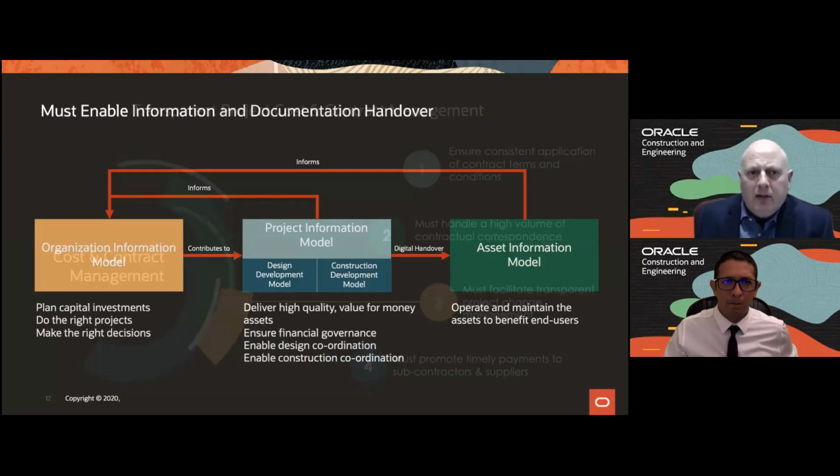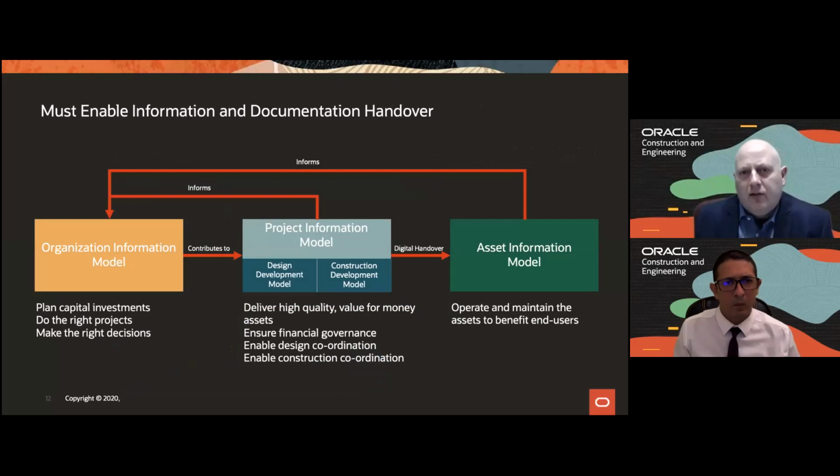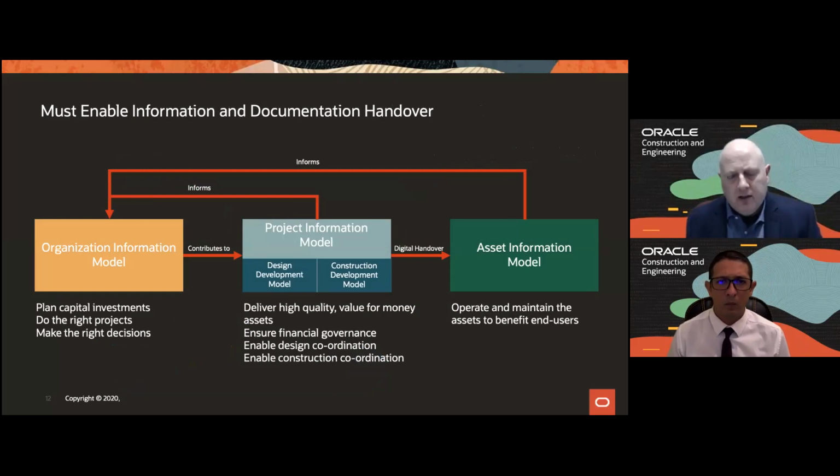Of course, such a platform must really enable information handover and document handover. So if you look at information management models, there are basically three big parts. The first one is the organizational information model. The second one, the project information model. And the third one, the asset information model. So as the project owner organization makes a decision about a specific project, a whole lot of information is built up as part of that development process.